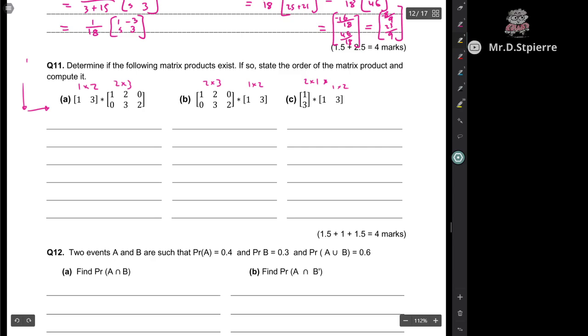What we're then going to do is look at the middle two numbers. And so we look at these ones, and if those numbers are the same, then they can be multiplied. So for this one, we could say the product exists. Product does not exist. And then this one, the product does exist.